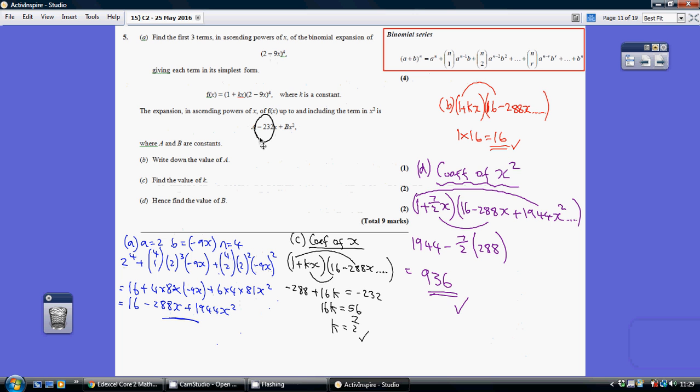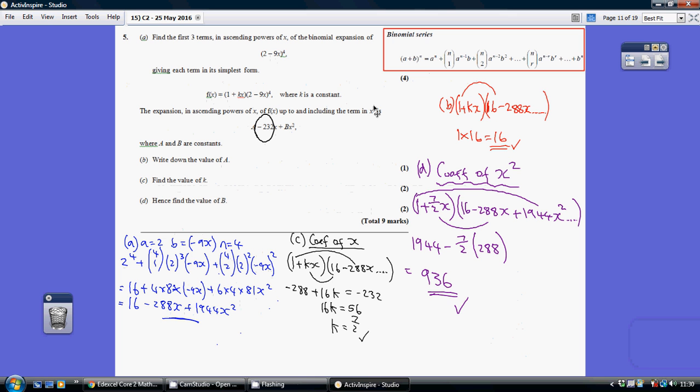Now for part B, we're being asked to work out the value of A. A is the constant when we multiply out this bracket. Now what we need to take on board first of all is that our f of x is going to comprise this first bracket, 1 plus kx, but we replace the 2 minus 9x to the power of 4 with the binomial expansion we did at part A. So our starting position is 1 plus kx multiplied by 16 minus 288x, and so on.